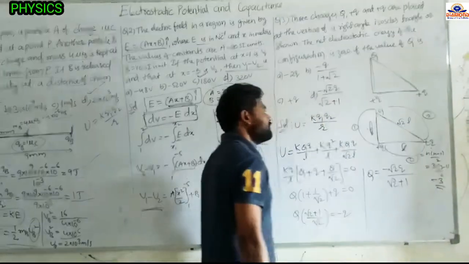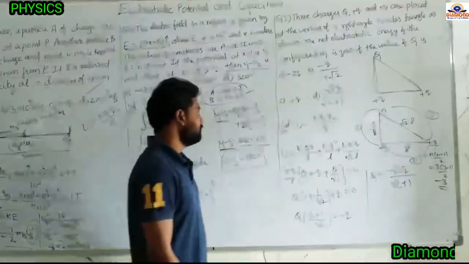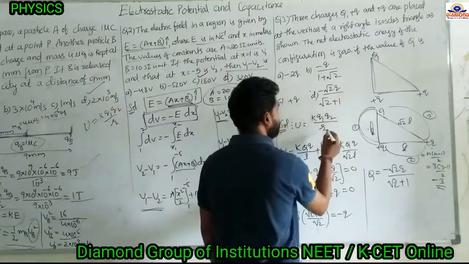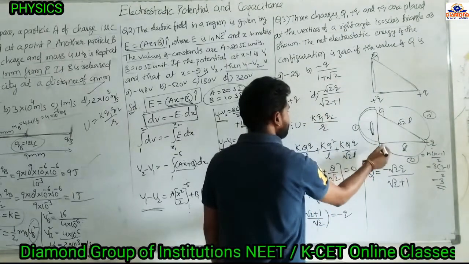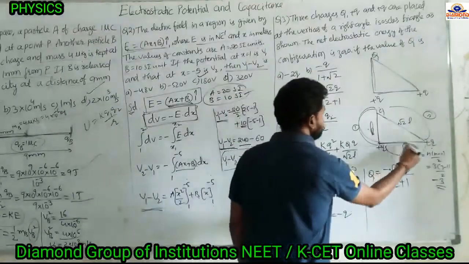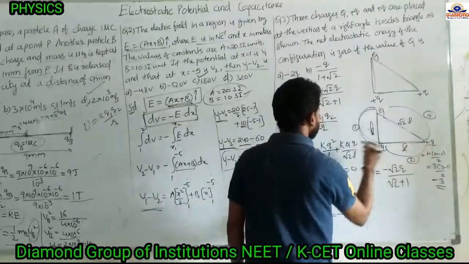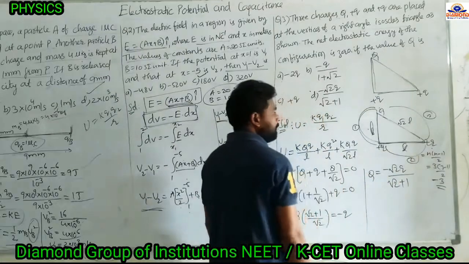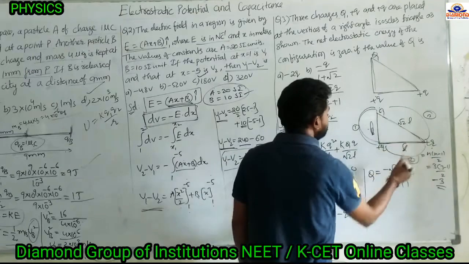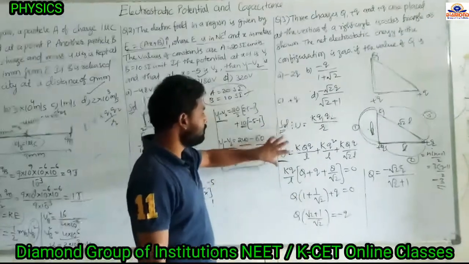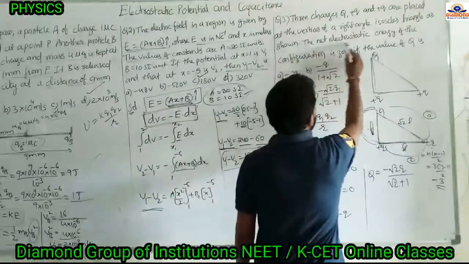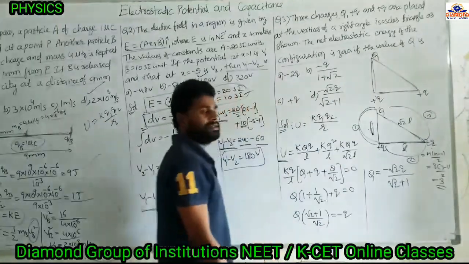Now the potential energy of the system is the sum of potential energies between the pairs. Formula is K Q1 Q2 by R. Q into Q by the length between them, L, plus K into Q square by distance L, plus K into Q by the distance between these two, root 2 L. So this is the electrostatic potential energy of the system, but the given net electrostatic energy of the configuration is 0.